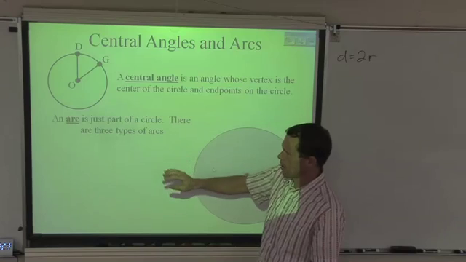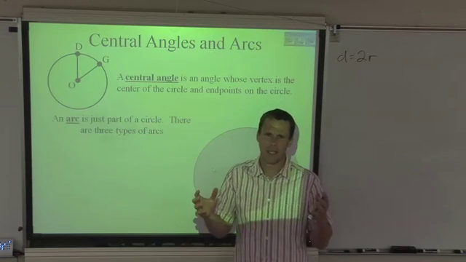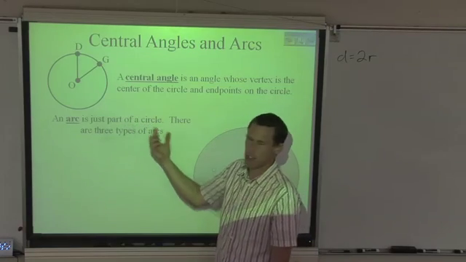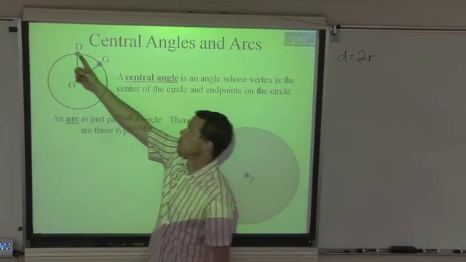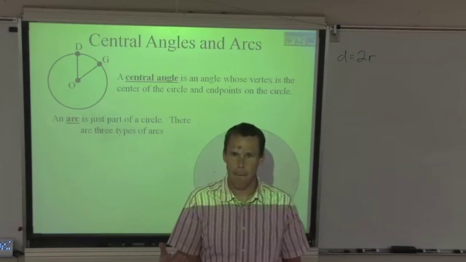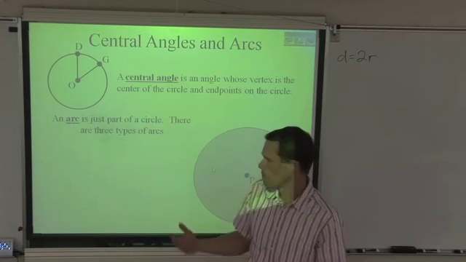Okay, next we're going to talk about an arc. An arc is not really defined in words, but more just the idea that it is a part of a circle. For example, from D to G would be an arc. It's not a segment because it's not straight.